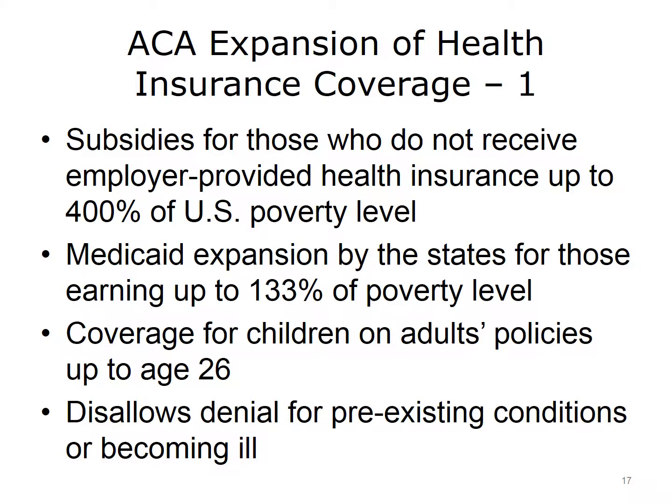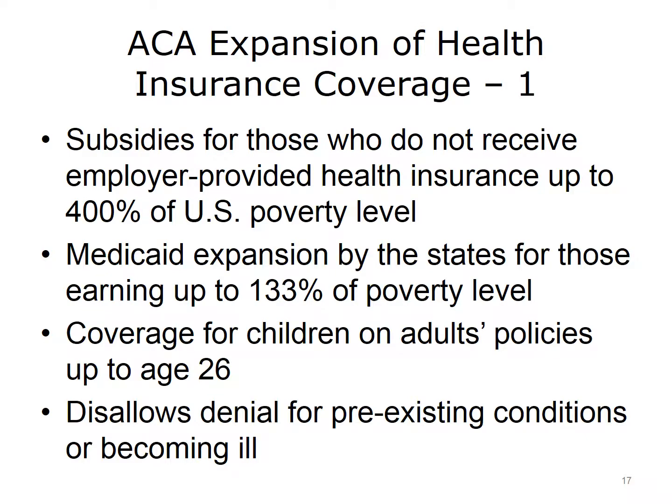A second form of subsidy is the expansion of Medicaid for states that choose to do so, with 90% of the cost picked up by the federal government. Medicaid eligibility is expanded for those who earn up to 133% of the U.S. poverty level. Insurance coverage is expanded in other ways by the ACA, such as allowing children up to age 26 to remain on their parents' health plans.